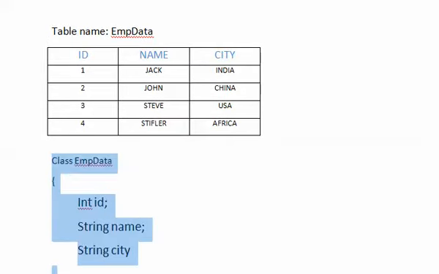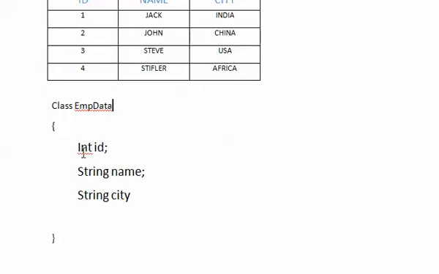What does POJO class mean? A plain old Java object, POJO. So here we are declaring an int. We just create a class here, and we map this class's variables with Hibernate. So we just create the class.